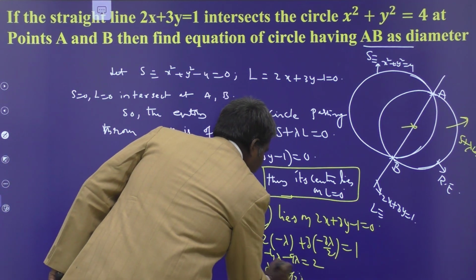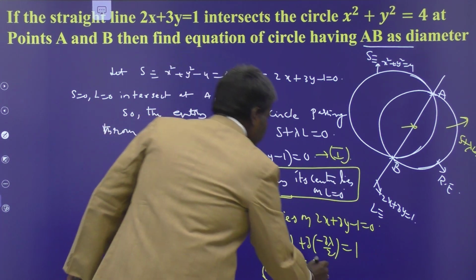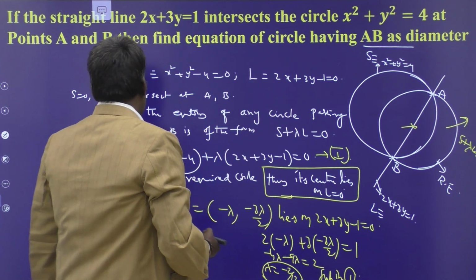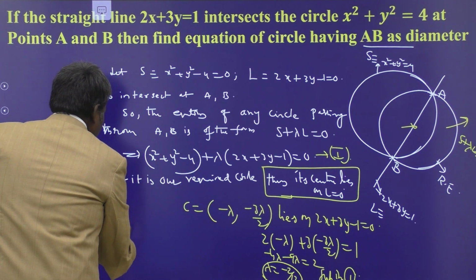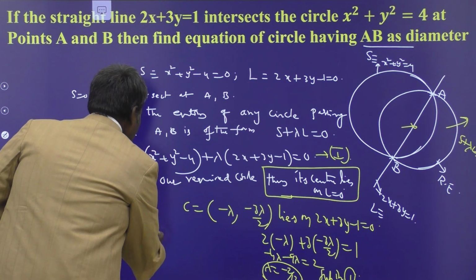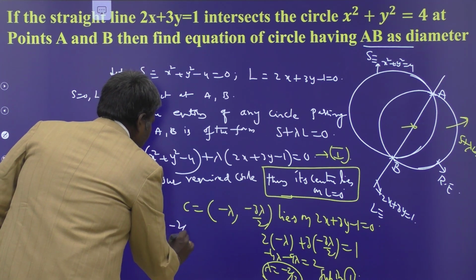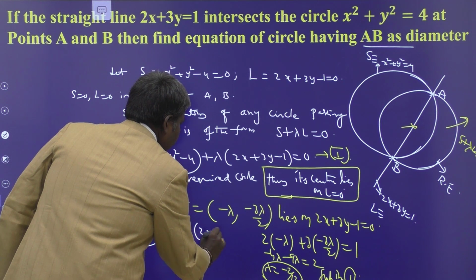Substitute lambda value in the above equation, that is equation number 1. Substitute in 1. We get the required answer. What is the answer now? x square plus y square minus 4, lambda value minus 2 by 13 times of 2x plus 3y minus 1 equal to 0.